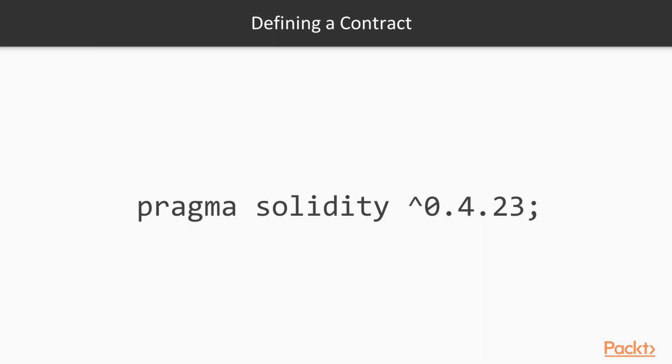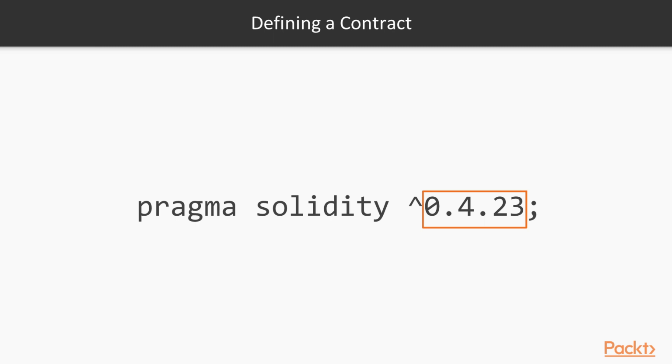All Solidity contracts start with the same first line. We start with the keyword pragma. It's required and it tells the compiler how to treat the source code. In this case, it's going to treat it as Solidity code because that's what we specified next.